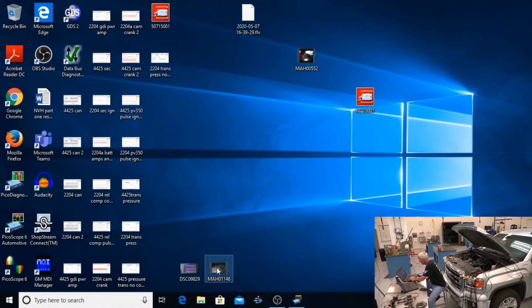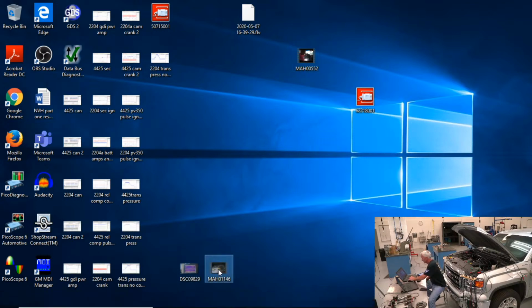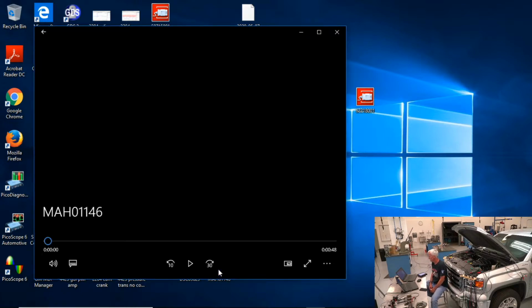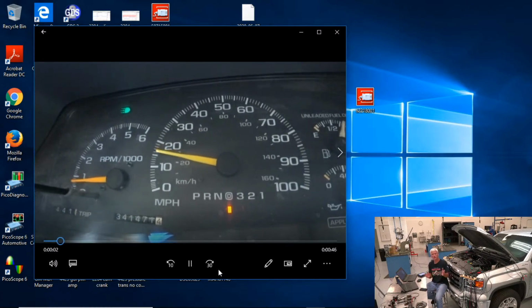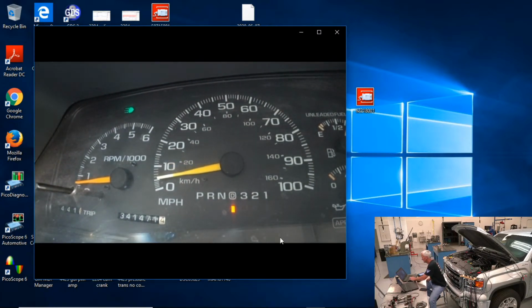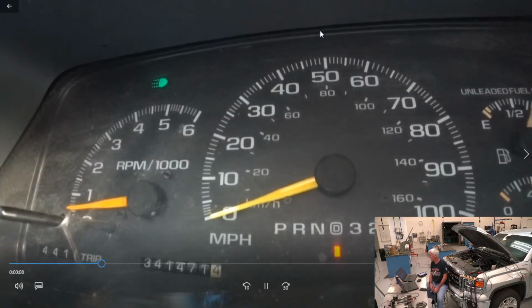I went ahead and drove my Tahoe and did a VE test. One of the things a lot of people sometimes get confused on is that when you do a VE test, you can't just check it while it's running. You have to drive it wide open throttle. So here's a little video of me driving my Tahoe on the way here this morning.